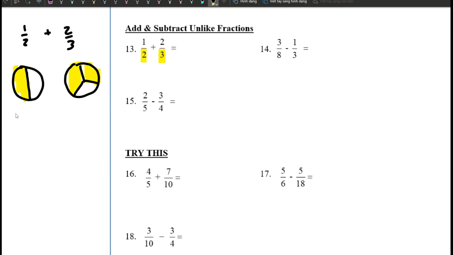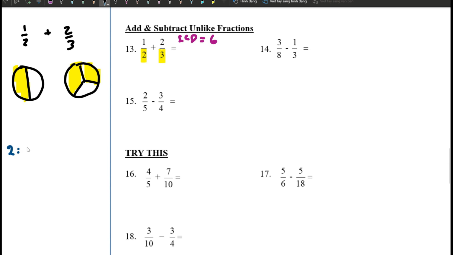So how do you add 2 pizzas that don't have the same size of slice? What we're going to do is find the least common denominator, which we have been practicing. The least common denominator here would be 6. Now if you go in depth, what is the least common denominator? Which I explained to you last time.